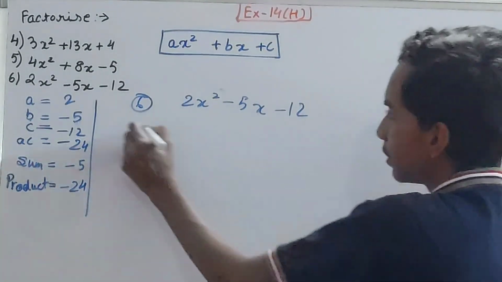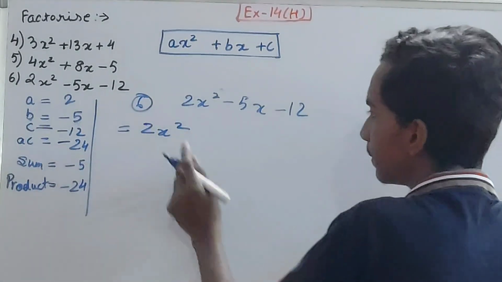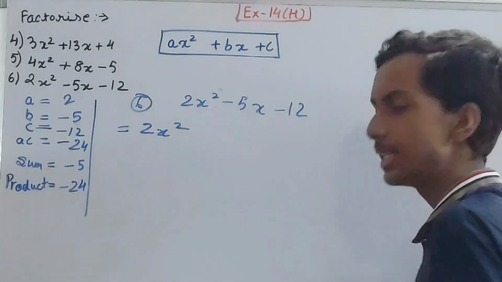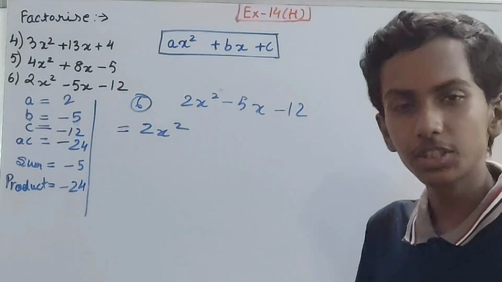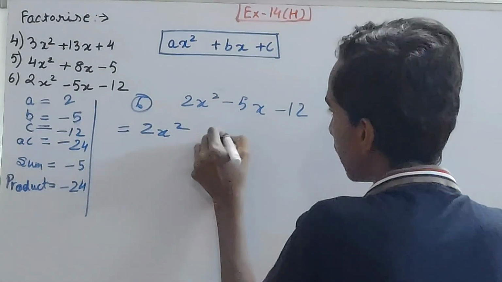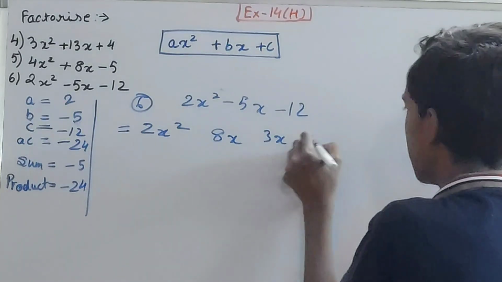Now look for factors of 24 that have the sum as minus 5. So can we take 8 and 3? Yes, 8 and 3, 8 into 3 is 24, right? Again we are going to deal with the signs later on. Just for now write down 8x and you write down 3x and then minus 12.